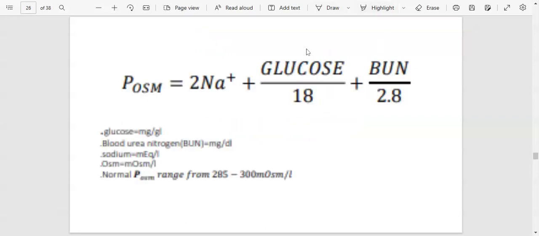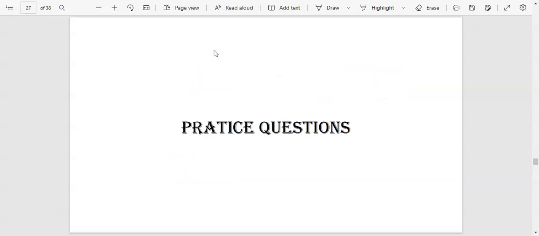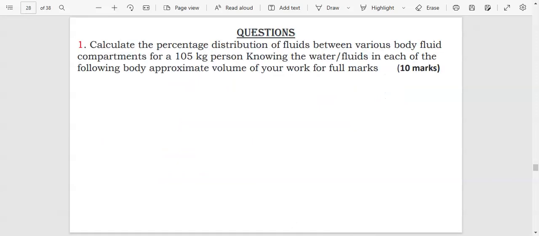Plasma osmolarity is given by 2 multiplied by the sodium ion concentration, plus glucose divided by 18, plus BUN divided by 2.8. The BUN is blood urea nitrogen. All those values are going to be given if they ask you to calculate plasma osmolarity. Well, let's look at some practice questions to see if we have really understood this tutorial.